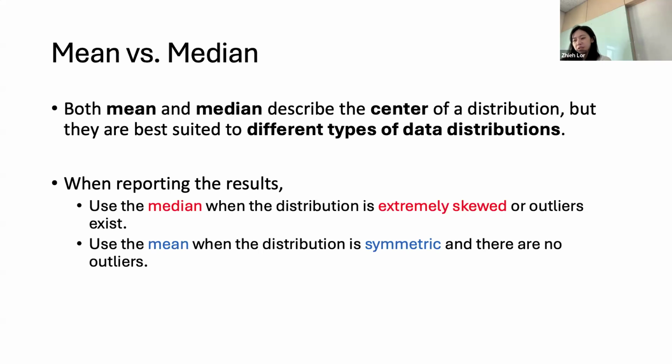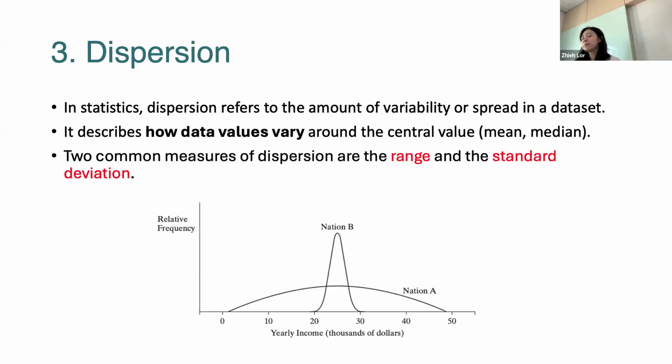When reporting the result, try to use the median when your distribution is extremely skewed, when your shape is not that perfect. The perfect one is the bell, okay, bell. Some values are really, really extreme outliers in that case. And try to report the mean when you have a symmetric distribution, because there will not be many outliers or extreme values appearing in the data.